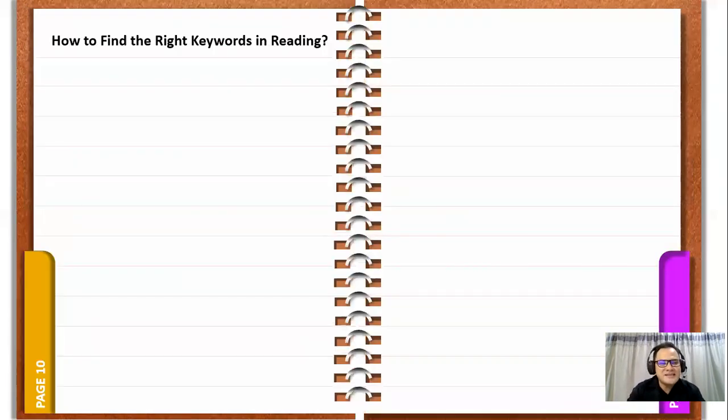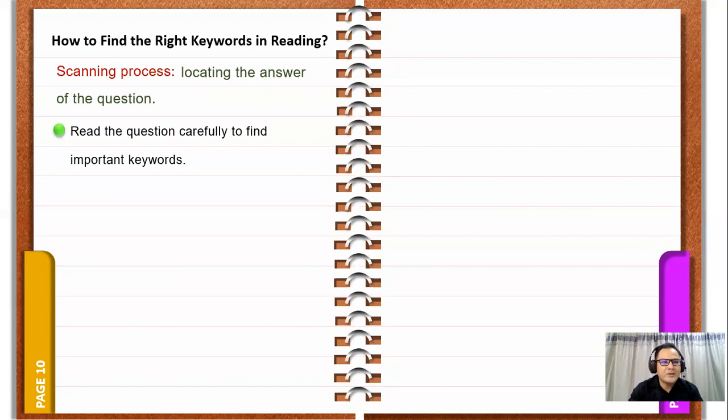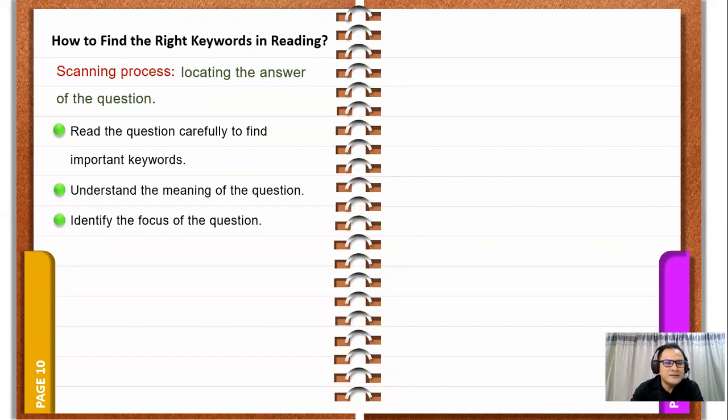Okay, next I will discuss finding the right keywords in reading. The scanning process is a very useful strategy when you are answering a multiple choice question in reading comprehension. It involves locating the answer to the question. To do this, you need to read the question carefully to find important keywords. Then you should try to understand the meaning of the question, and then you should identify the focus of the question.